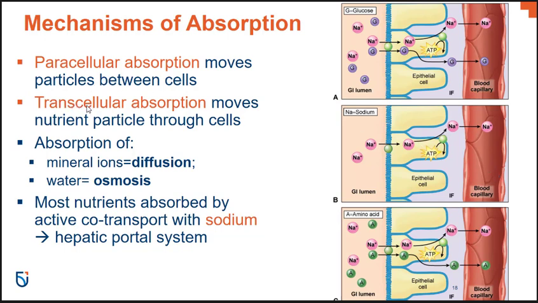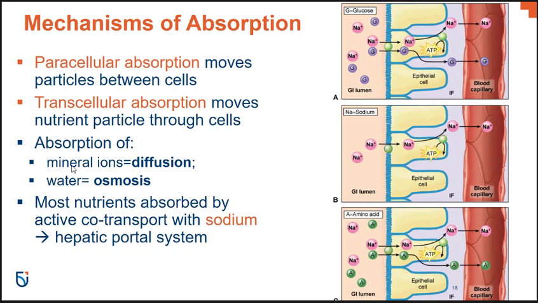We're going to be focusing on transcellular, but the difference between the two is as follows. Paracellular means that substances or particles can move in between cells. So if this is a cell, this is a cell, this is a cell, in between cells is paracellular absorption. Whereas transcellular absorption means that particles, or nutrients in this case, are going to be moving through the cell. That's transcellular absorption. So that will be our focus.